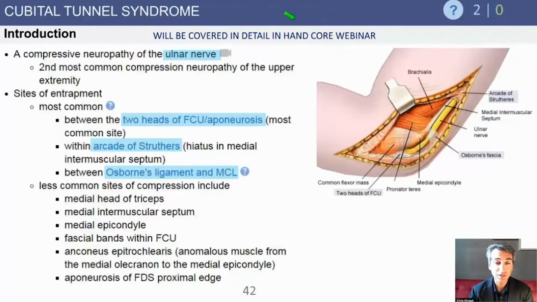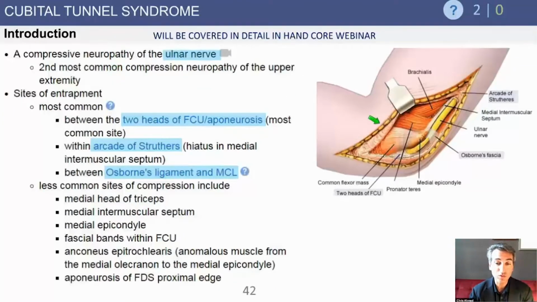But for me, I take care of athletes and a lot of elbow patients, and cubital tunnel is something that is very common. It's worth knowing. So compression neuropathy of the ulnar nerve is what we call cubital tunnel syndrome. There's various sites that can compress the nerve. It's important to know them.